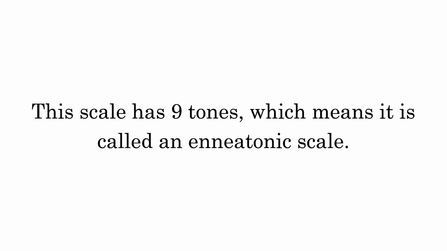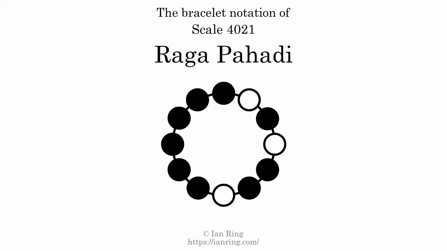This scale has 9 tones, which means it is called an enneatonic scale. This is a bracelet notation diagram of scale 4021. The shaded circles represent tones that appear in the scale, and they are read clockwise, starting at the top.